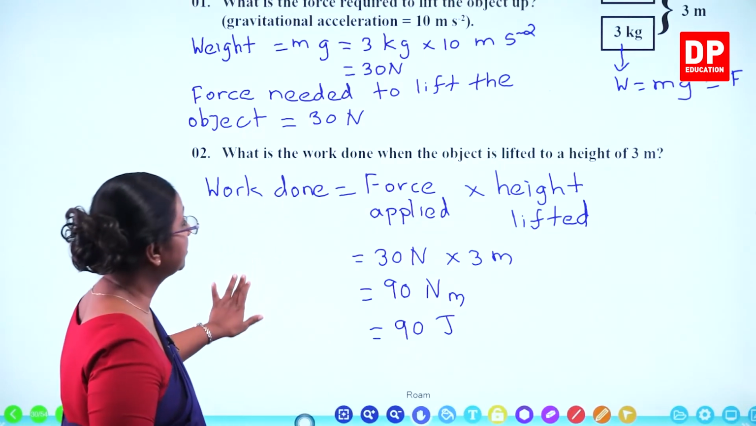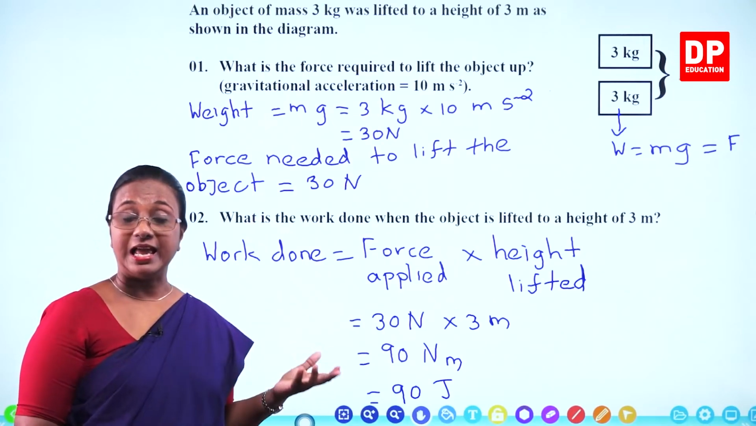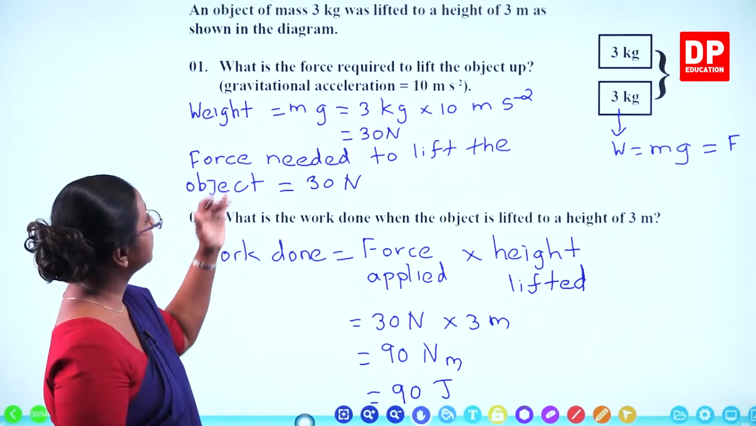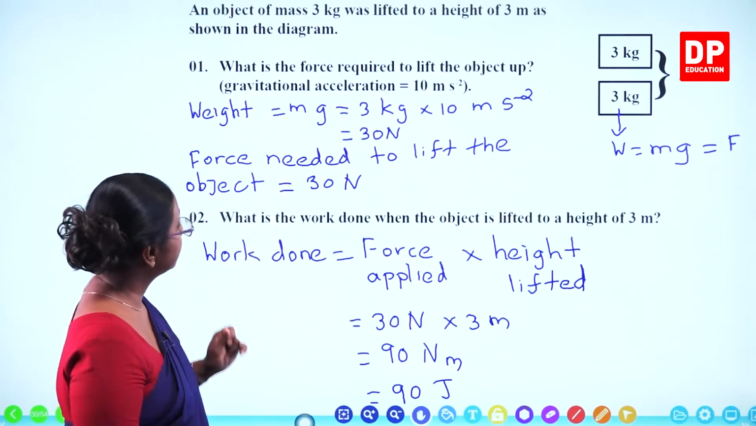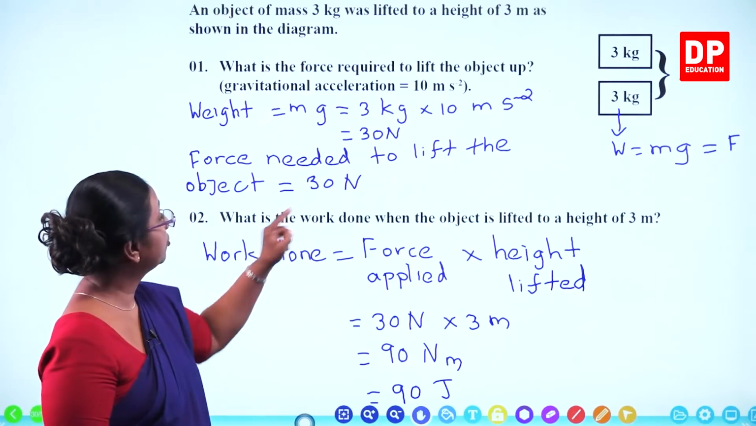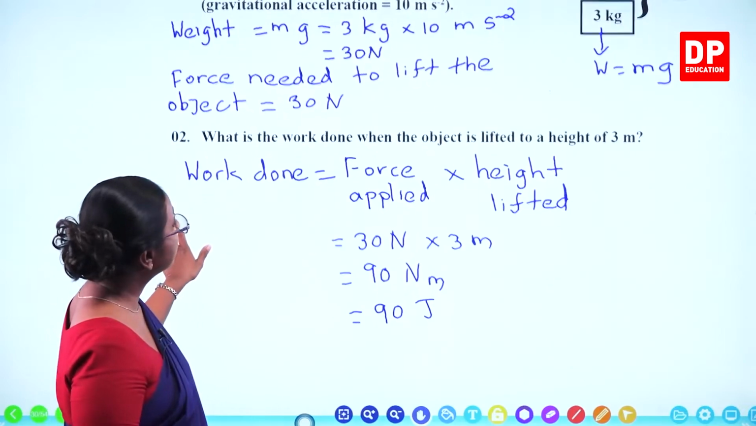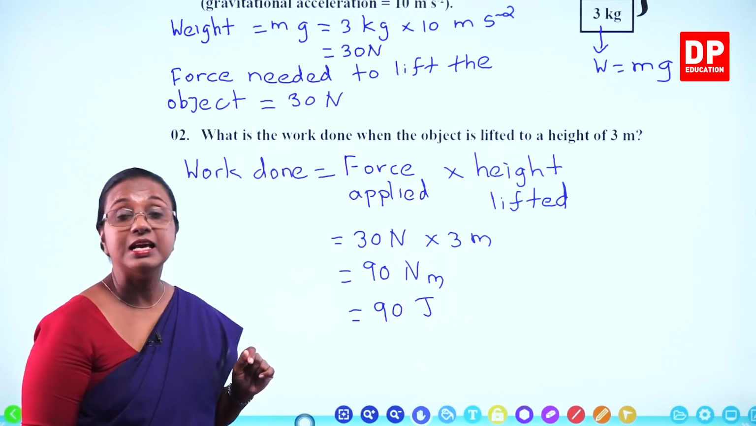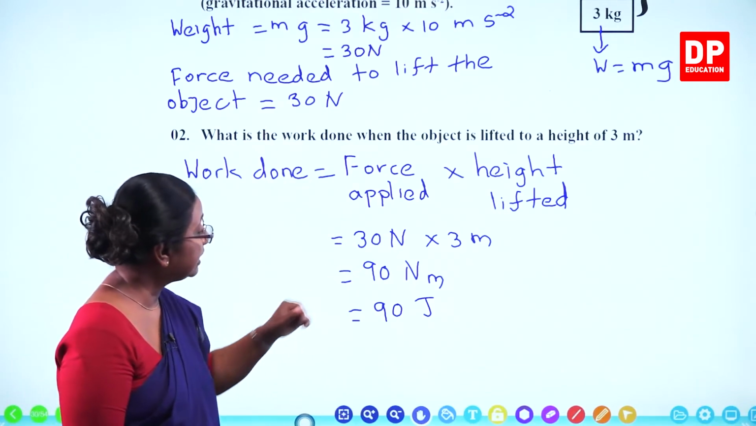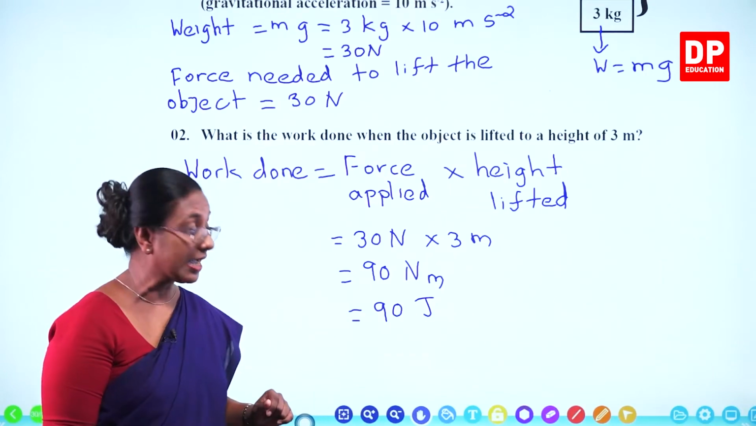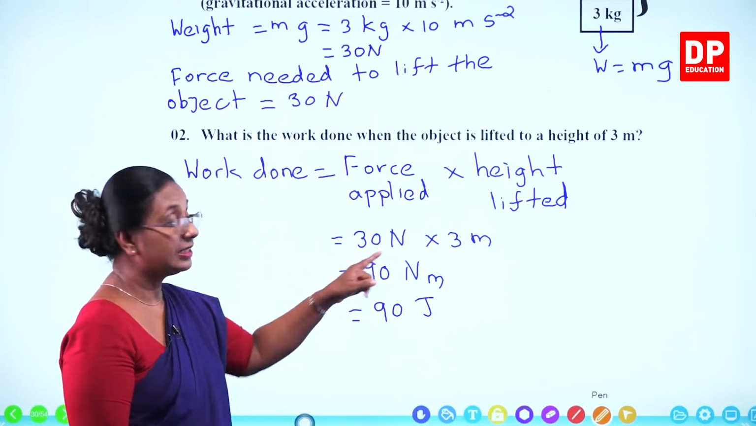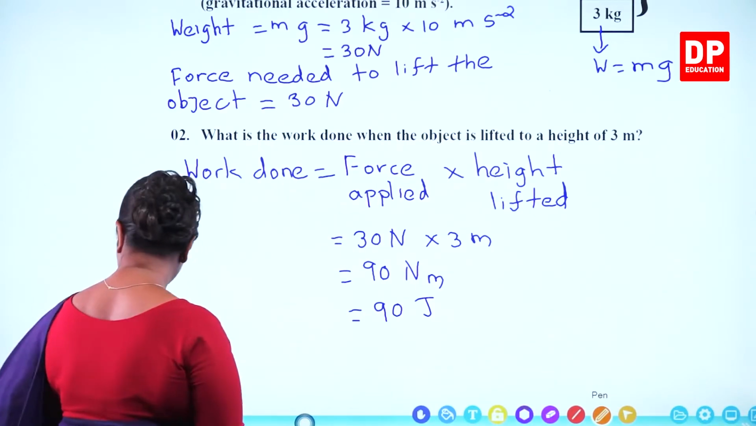So here, now these are step-by-step questions so that you can understand it easily. What is the force required to lift the object? That is equal to weight. Weight is mass into gravitational acceleration. So 3 into 10, 30 Newton. That is the force needed to lift the object. Then the work done is force applied into height lifted. So 30 Newton into 3 meters. That is 90 Newton meter. That's equal to 90 joules. So you all would have answered these two correctly. We'll move on to the next part of the question.